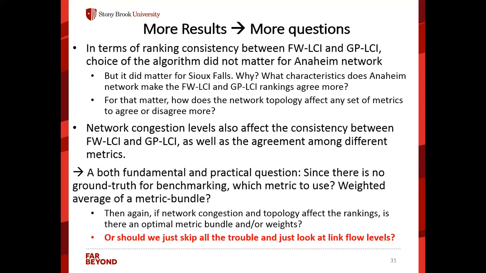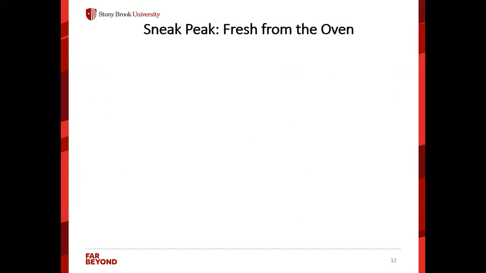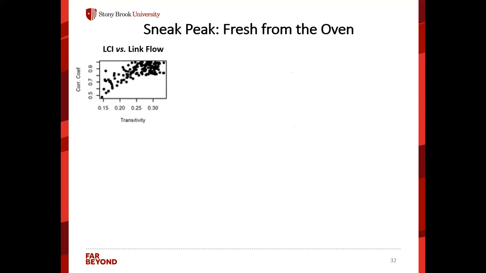Or should we just skip all the trouble and look at the link flow levels? This is a very important question, because this may not be relevant if everything comes out to be highly correlated with link flows. So with the last slide, I'm going to show you a sneak peek, fresh from the oven. I asked Amir to send this to me yesterday. What we're doing right now is trying to understand how to answer those questions I asked. In this graph, you see LCI versus link flow.